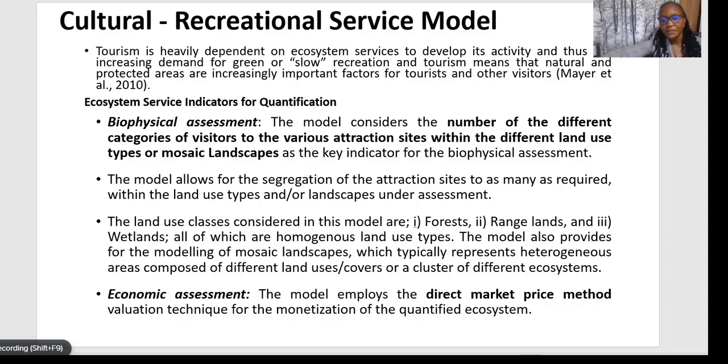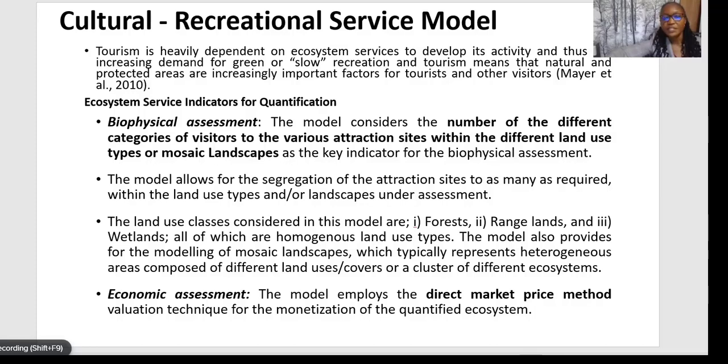There are some particular landscapes that only have one site to be visited. There are other landscapes like national parks that have multiplicity of attraction sites to be visited, and revenues is generated and recorded based on the attraction sites that are being visited. And these are the key indicators for biophysical assessment. The model allows for the segregation of the attraction sites to as many as required. If within a landscape you have 100 different attraction sites, this model can be able to capture that information. If the attraction site is only one, then this particular model is able to capture that information for assessment.